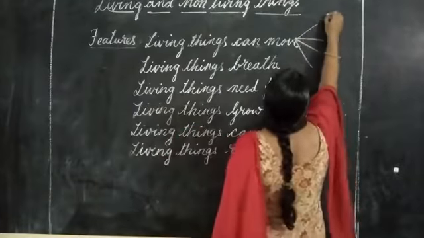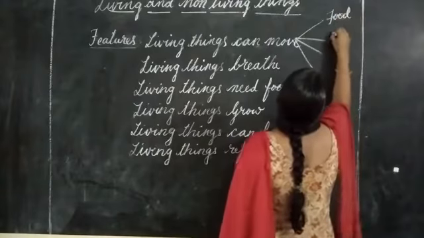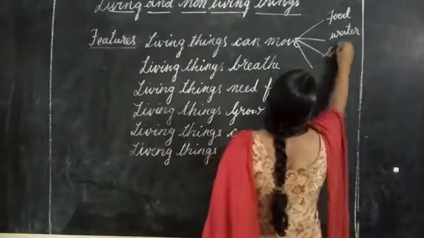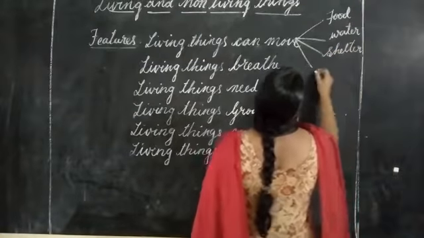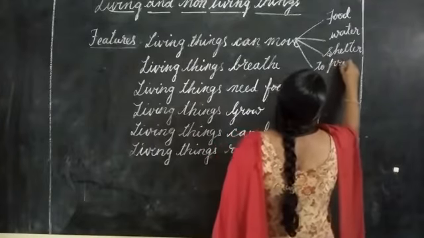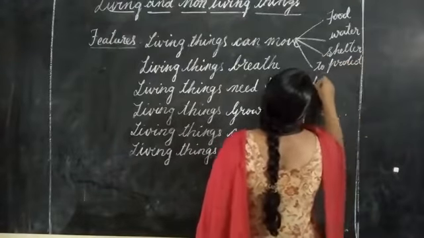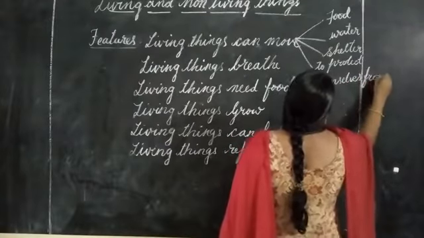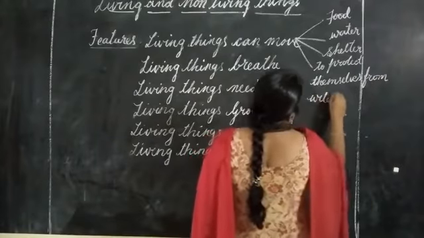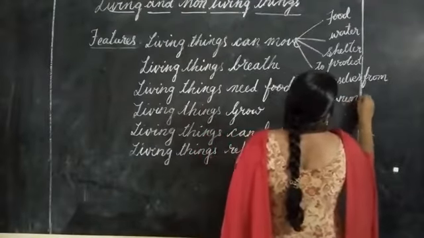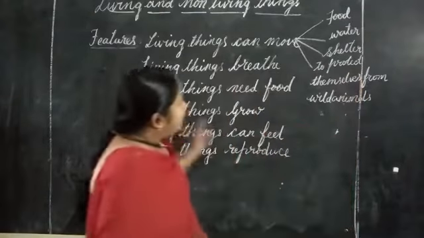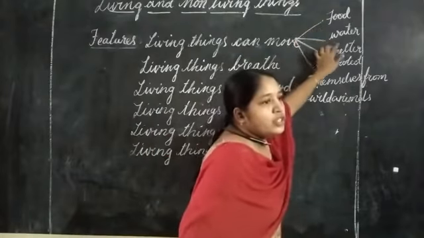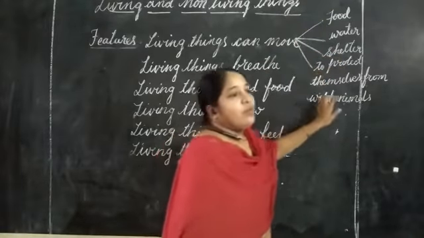Why do they move from place to place? In search of food, water, shelter, and to protect themselves from wild animals. Okay. So why can living things move? Because in search of food, water, shelter, and to protect themselves from wild animals.